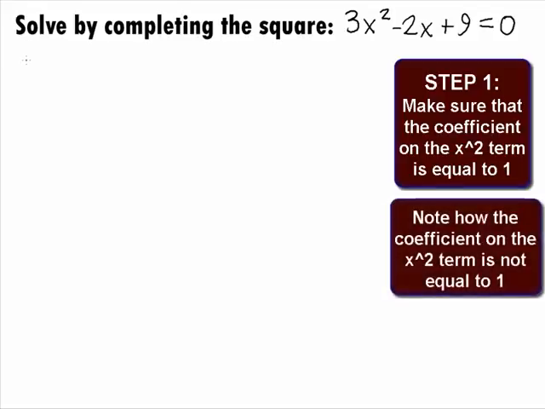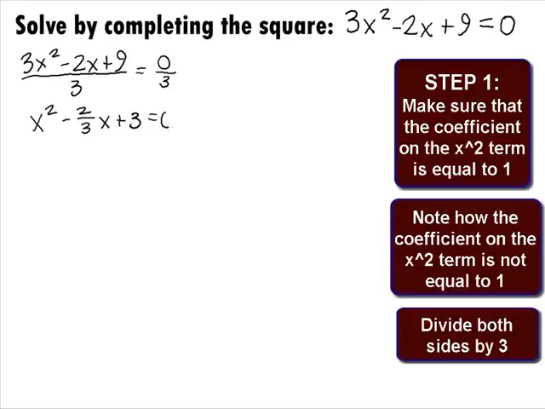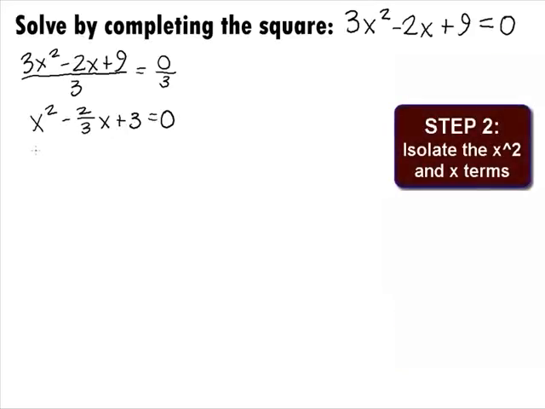It looks like we have a 3 in front of that x squared term. If we divide both sides by the coefficient of x squared, this will give us a 1. Let's go ahead and divide both sides by 3. When we do this, we will have 3x squared minus 2x plus 9 all over 3 equals 0 over 3. Simplifying this, we end up with x squared minus 2/3 x plus 3 equals 0.